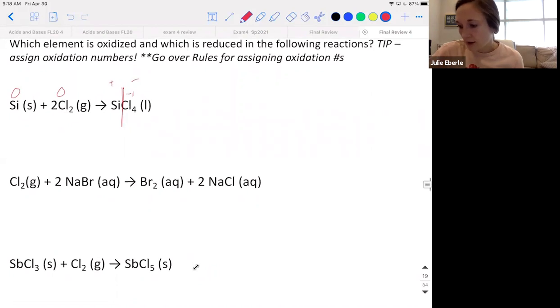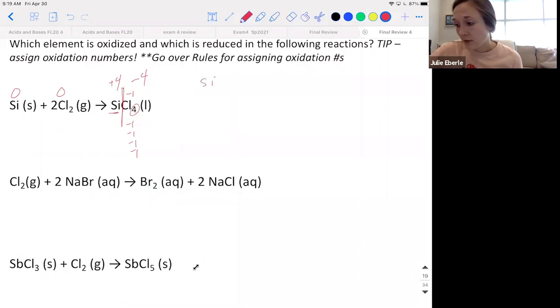Brooklyn said -1. That's right. And we got 4 of them, so we got -1, -1, -1, -1. That's a total of -4. So the positive side has to be +4 to make it add up to 0. And I just have 1 silicon, so that is the oxidation number for silicon.